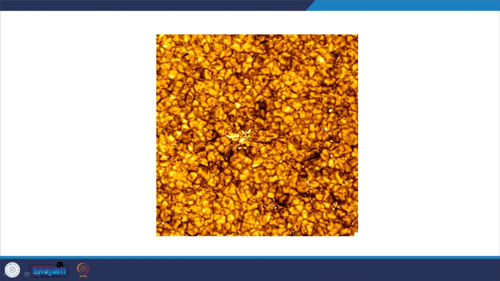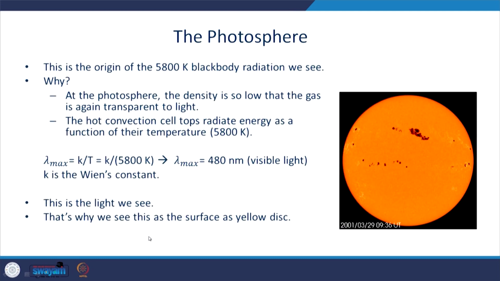Okay. Now, this is a small video. So, this is again the sun imaged in a different filter. What you see are so many granules on this. Now, once you have reached the surface, let us say the surface is called the photosphere. This is the origin of the 5800 Kelvin black body radiation that we see.